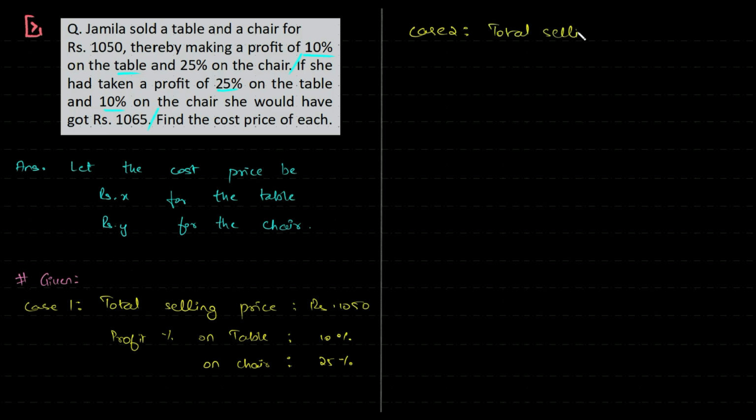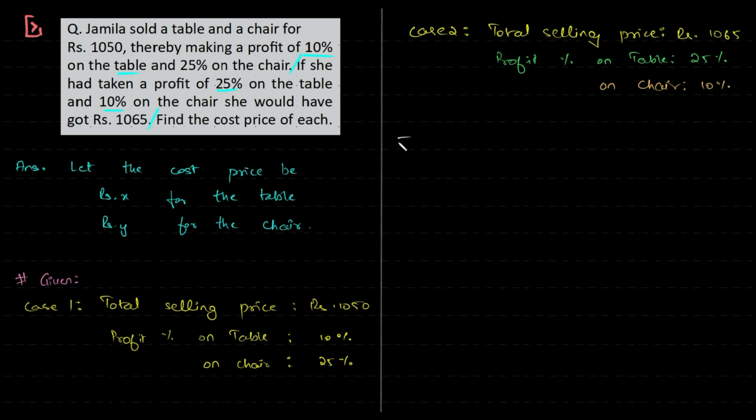Total selling price in case 2 is rupees 1065. In this case, the profit percentage on the table is 25%, I guess. Yes, 25%. And on the chair it is 10%. And now on to figuring out the values.